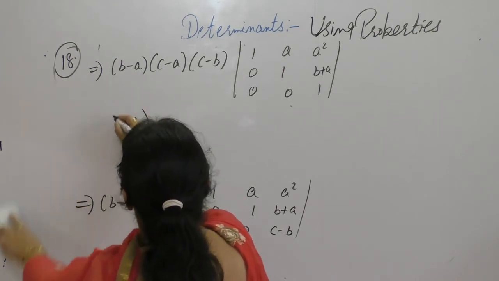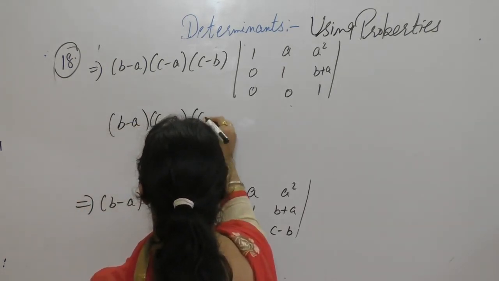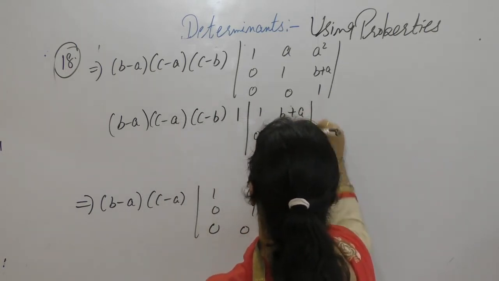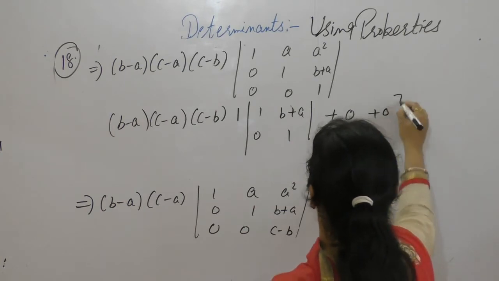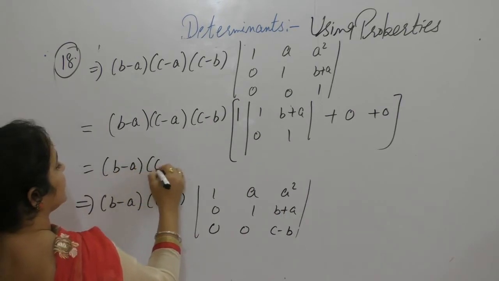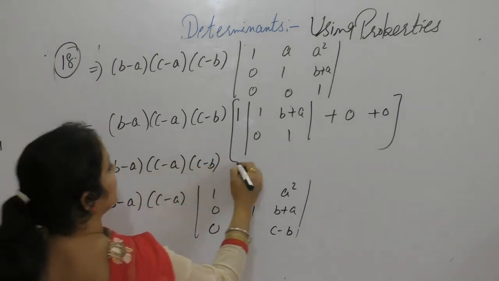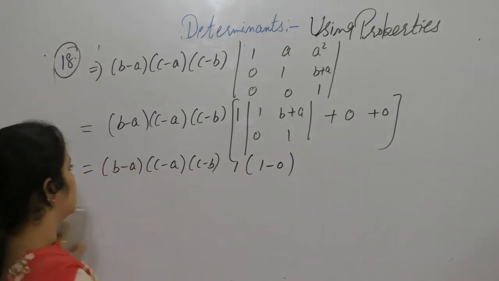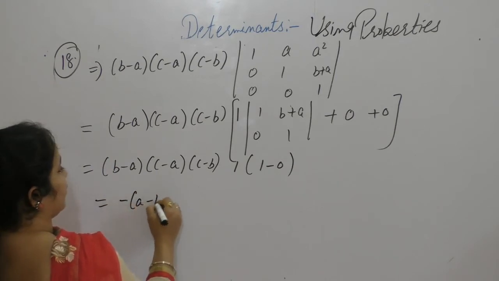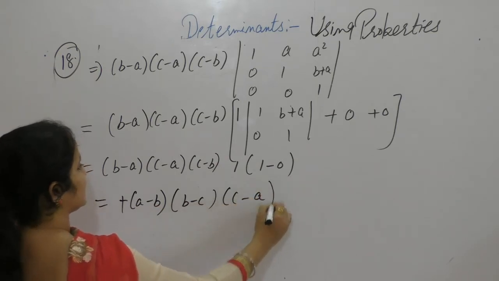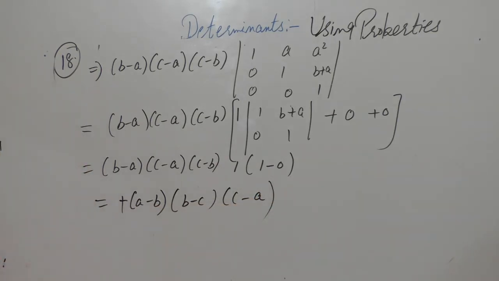B minus a, c minus a, c minus b, 1 into the determinant 1, 0, b plus a, 1. Next two terms will be 0. So b minus a, c minus a, c minus b, 1 minus 0. Taking the negative common, we can write it as a minus b, this is b minus c and c minus a. So the answer is a minus b, b minus c, c minus a.